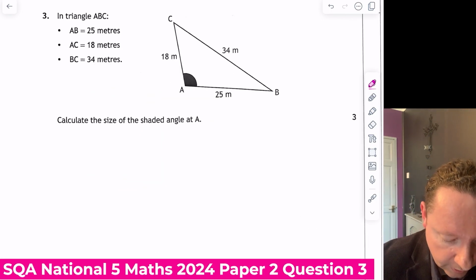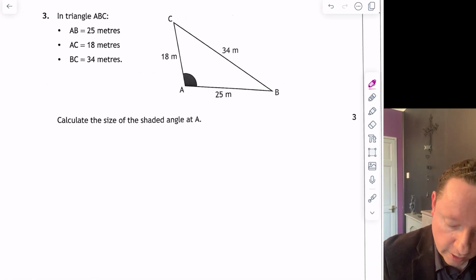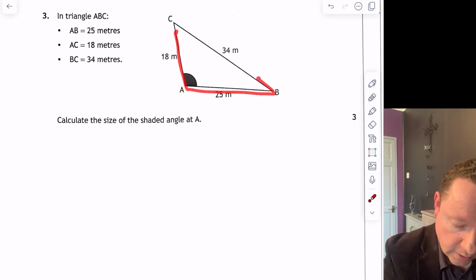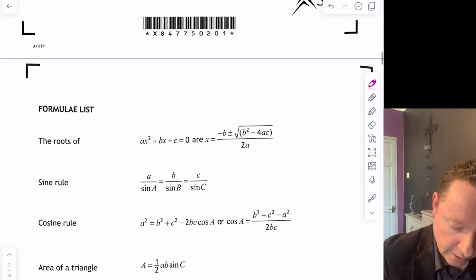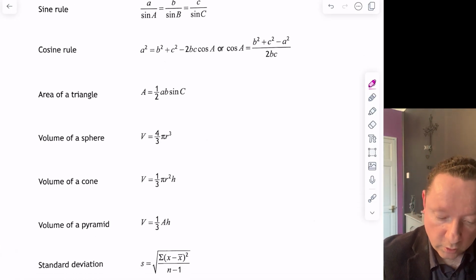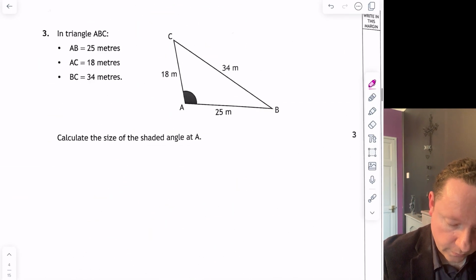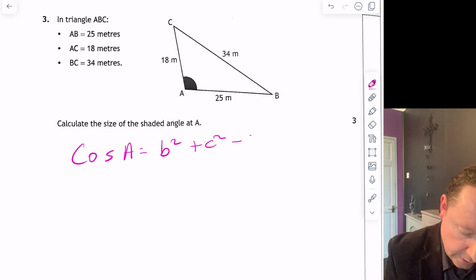AB, AC and BC in a triangle are 25, 18, 34. Find the size of the shaded angle. So I've got 3 sides of a triangle, so I say 3 sides means the cosine rule. So you go back to the start of the exam paper and copy the cosine rule for an angle, which is cos A equals b squared plus c squared minus a squared over 2bc.